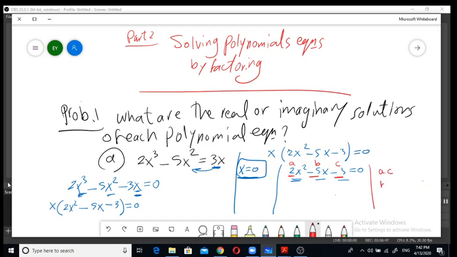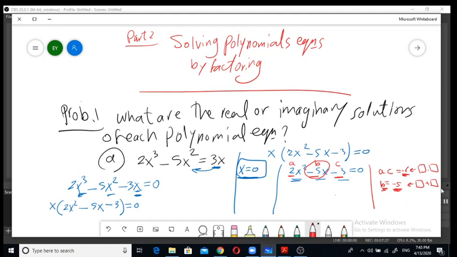Then we have to find a times c and b. And then we need two numbers multiplied to ac but add to the sum, which is b. 2 times negative 3, which is negative 6, and b, which is negative 5. So we need two numbers multiplied to negative 6 but add to negative 5. And then we are going to distribute bx according to the two numbers. Negative 6, we have 3 times 2.